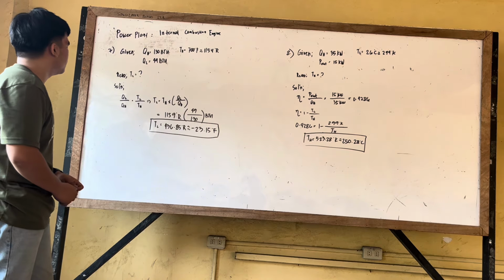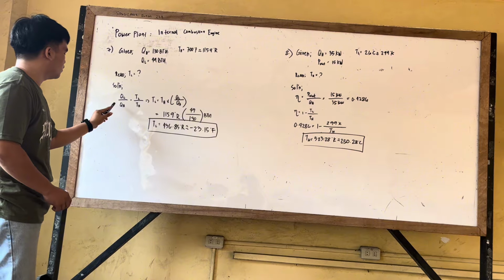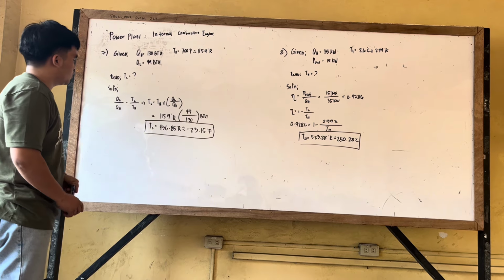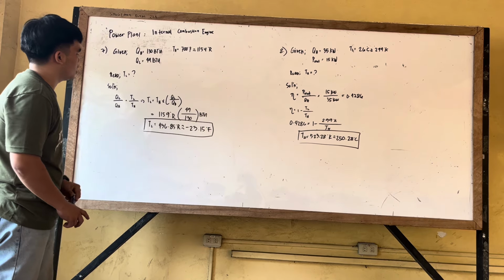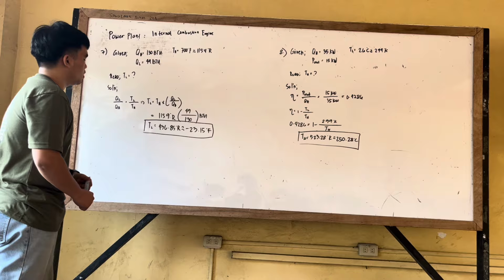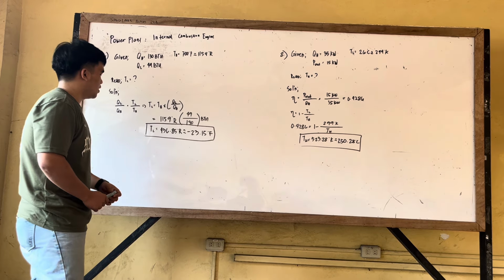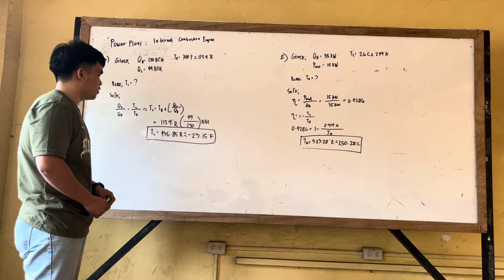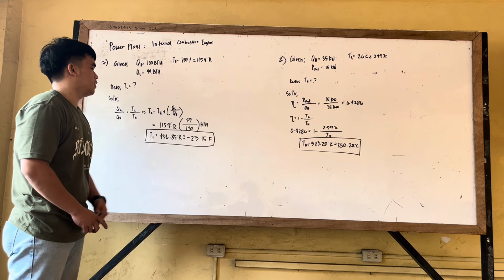temperature of the cold reservoir. So the solution is QL over QH equals TL over TH. Transposing this formula, we have TL equals TH times QL over QH. So I put the given, and the answer to this problem is 436.25 Rankine or negative 23.15 Fahrenheit.